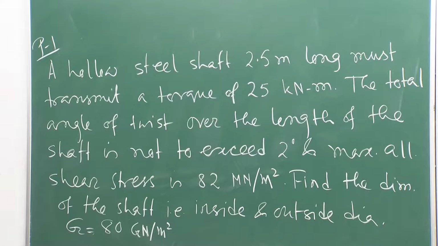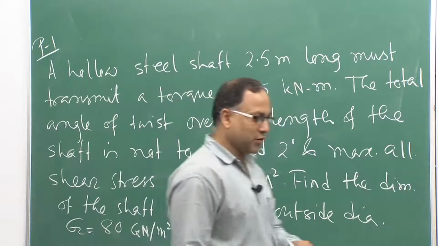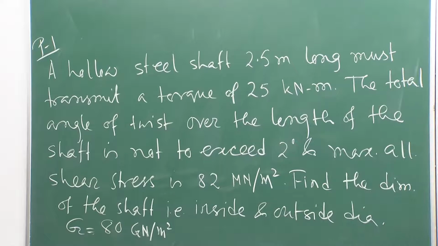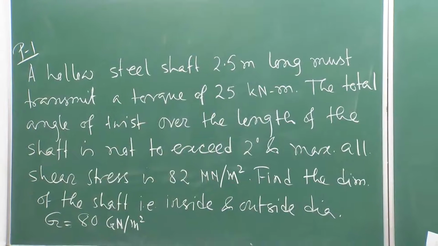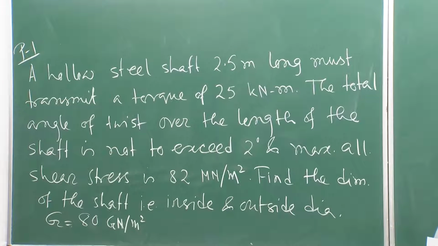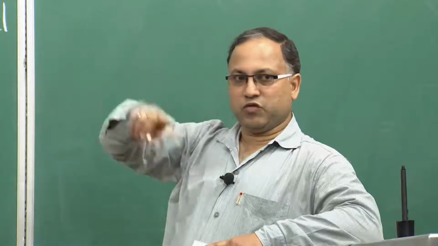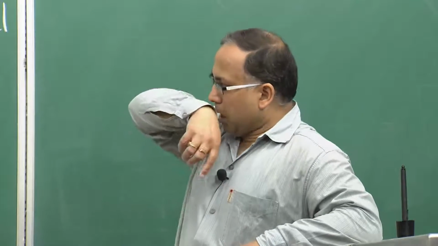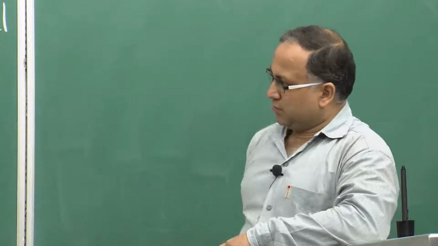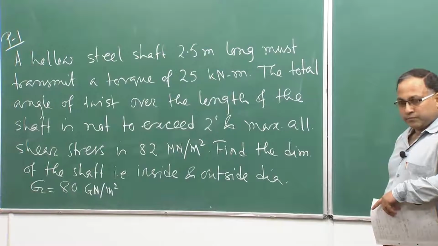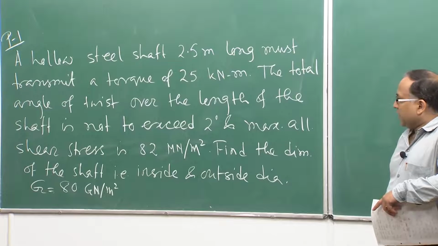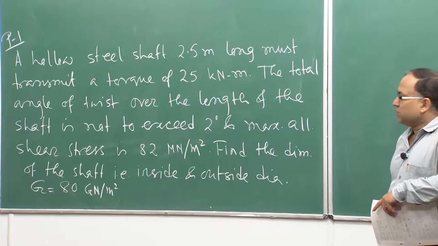So a hollow steel shaft, this is a hollow circular shaft, whatever we have discussed earlier. So hollow steel shaft 2.5 meter long must transmit a torque of 25 kilonewton meter. The total angle of twist over the length, that means from the bottom to the top, over the total length, the twist angle is not to exceed 2 degree, and maximum allowable shear stress is 82 meganewton per meter square.